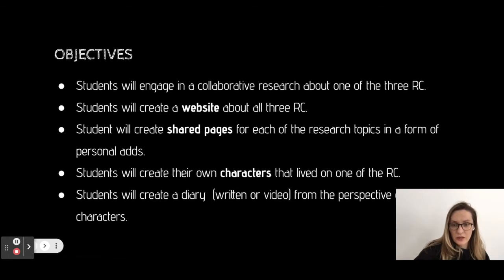And finally, at the end of the unit, students will need to create a diary. And here I would want to give them a choice. Either it's a written diary or it's a form of a vlog where they record a video of themselves on Flipgrid, let's say. Again, that's a diary written or recorded from the perspective of their characters created earlier.